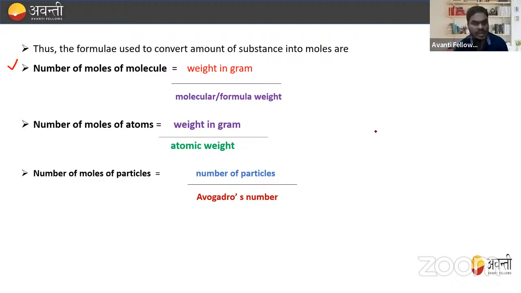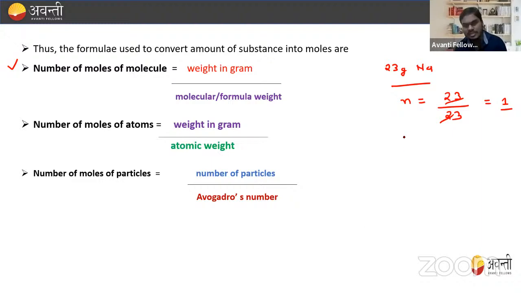or we say formula weight. For example, if someone gives us 23 gram of sodium and they want to calculate the number of moles, how many moles are present in 23 gram of sodium, then number of moles is weight in gram, that is 23, divided by the molecular mass of sodium, which is also 23, so it comes out to be 1 mole, right? So this is equal to 1 mole. So this is all about how you calculate the number of moles.